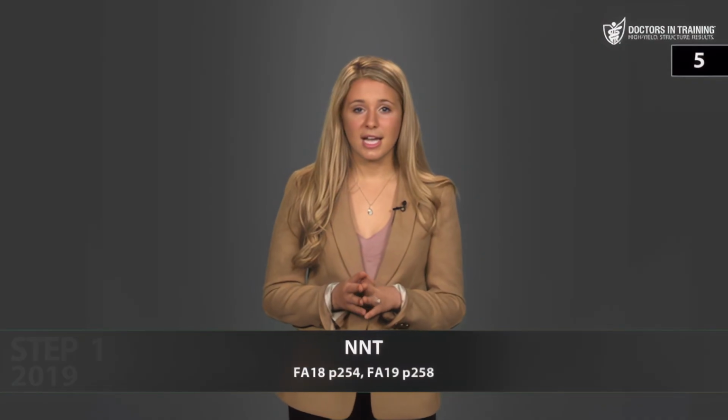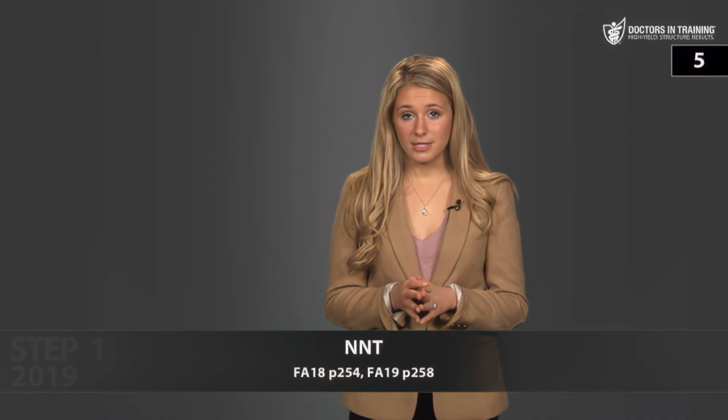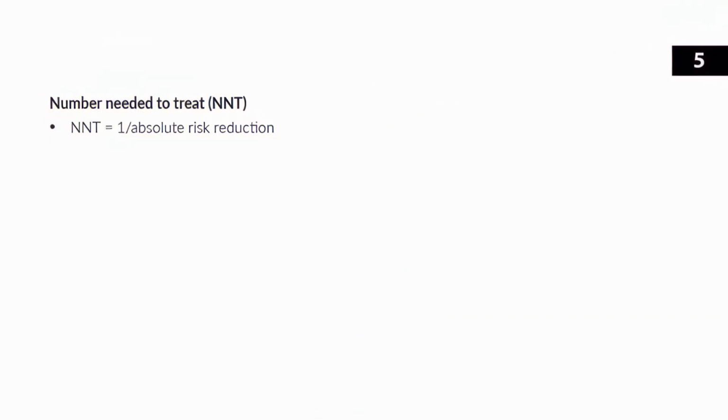Let's go back to the study guide to discuss the numbers needed to treat. The number needed to treat, or NNT, is 1 divided by the absolute risk reduction. If you can calculate the absolute risk reduction, you can calculate the number needed to treat. The number needed to treat is the number of patients you would need to treat in order to save 1 life or to avoid 1 bad outcome.